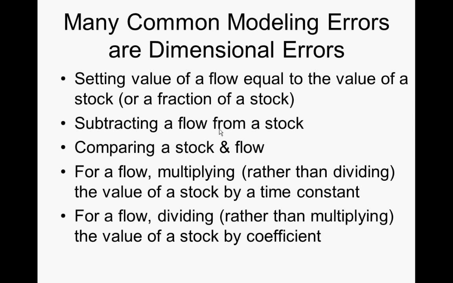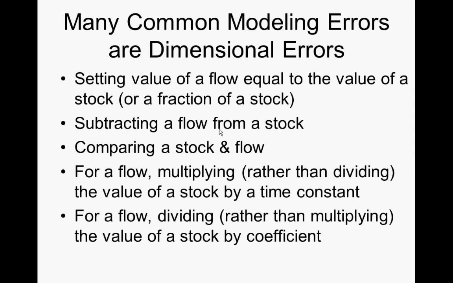For a flow, multiplying rather than dividing the value of a stock by a time constant. So if we have an average time in that stock, and we multiply the stock by that. So if we have a stock that measures people in persons, and we have an average time you spend in that stock of 10 days, an average time in the stock, maybe it's 10 days, for example. If we multiply the value of the stock by that length of time, what's the resulting dimension of the resulting value? What is it?